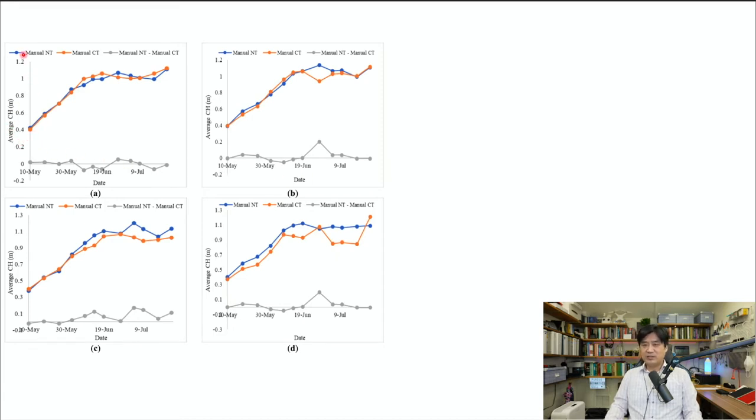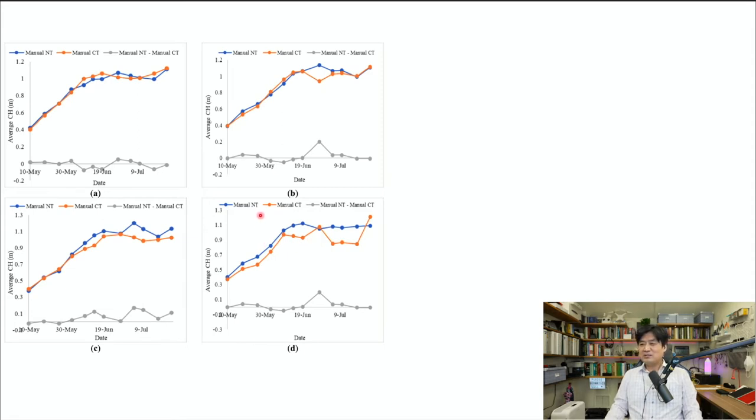you see that the blue line here is no-till and the orange line is conventional tillage. You see that for the first pair, you don't see that much of a difference in terms of height. Second pair, you don't see. Third pair, you don't see any of those differences all in the season, but late in the season, you can see the no tillage is actually a little bit over top. And the fourth pair is more clear in that case.